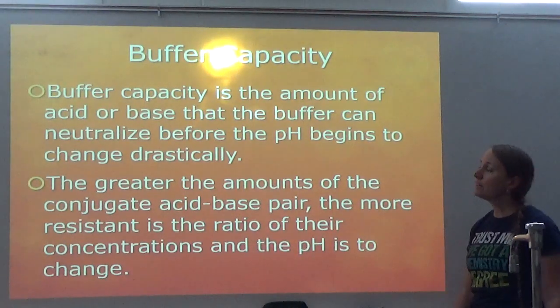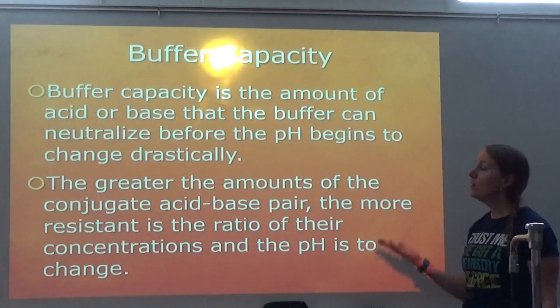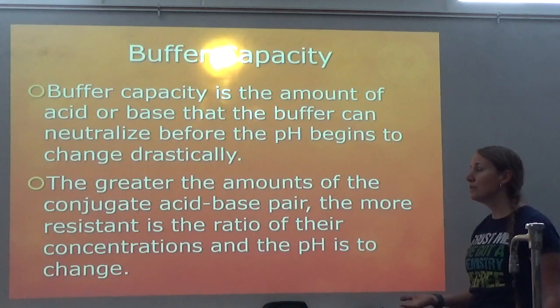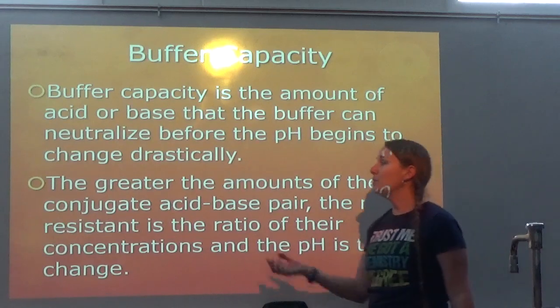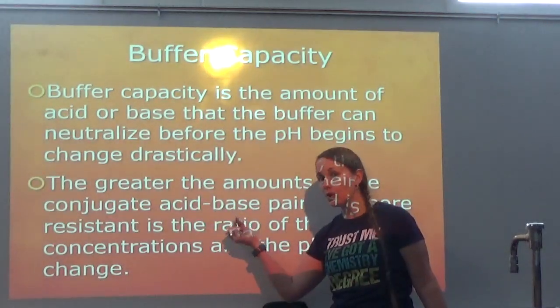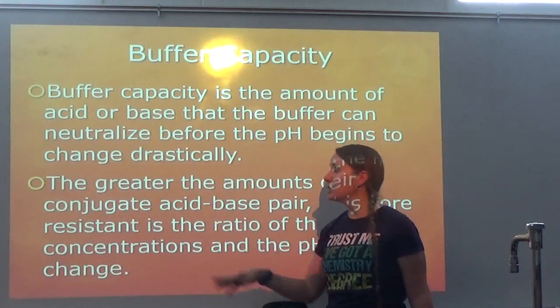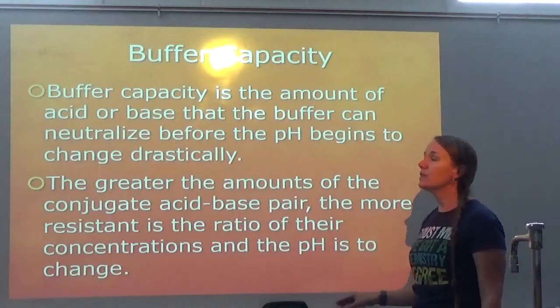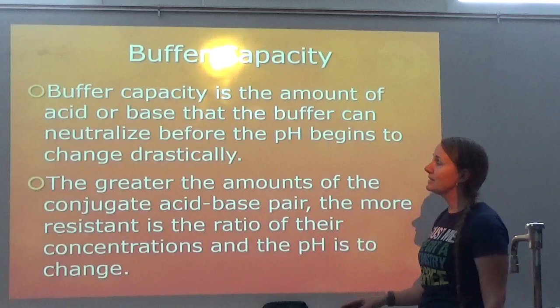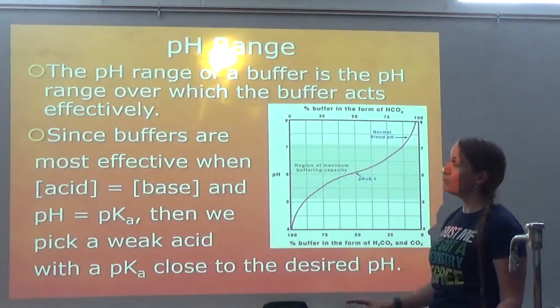So the greater the amounts of the conjugate acid-base pair, the more resistant the ratio of their concentrations and the pH is to change. So in other words, if I have a 0.1 molar and 0.1 molar, that won't neutralize as much as a 0.5 molar, 0.5 molar. So the more you have of each of them, the more acid or base it can neutralize, so the higher the buffer capacity.